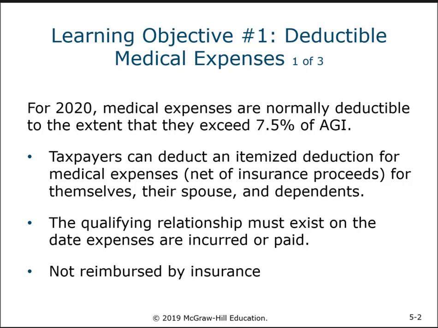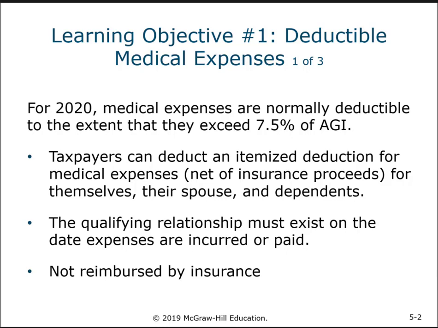So the first one, in the order that it goes on the Schedule A, and all of these are reported on the Schedule A. Remember, we talked about Schedules 1 through 6 supporting the 1040. This is Schedule A. This existed prior to the change in the 1040. We're looking at medical expenses.